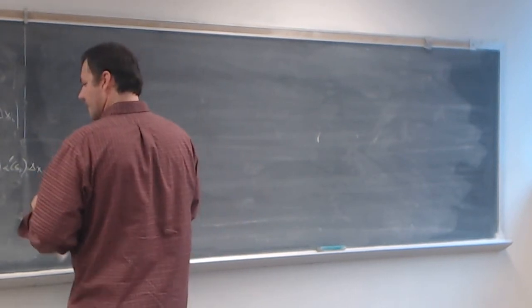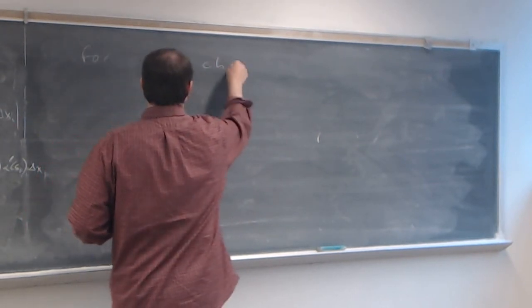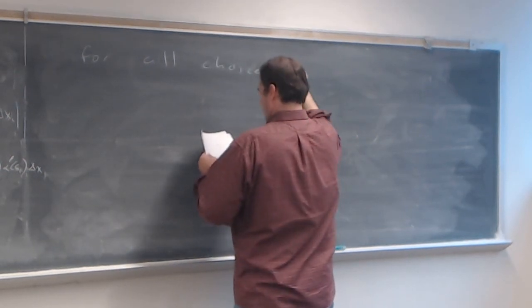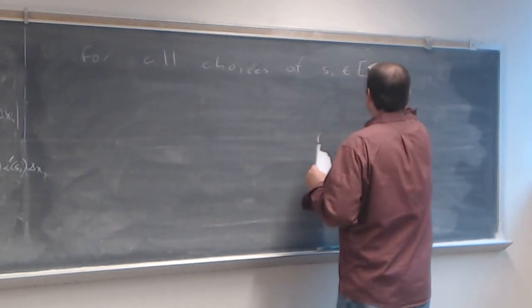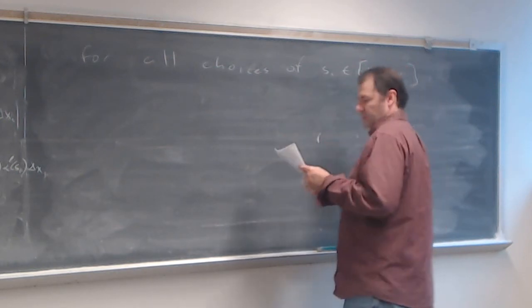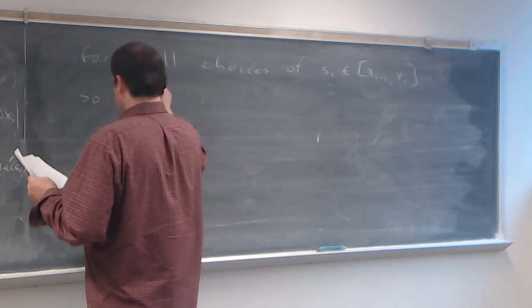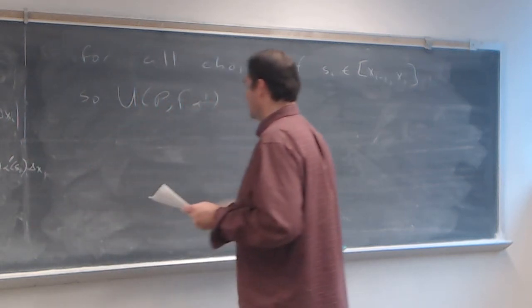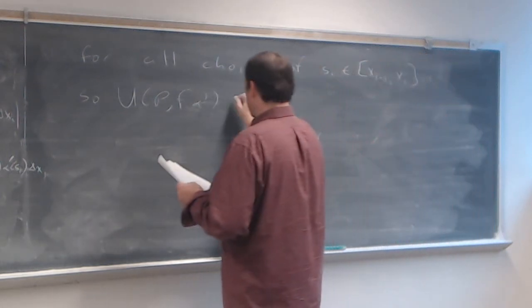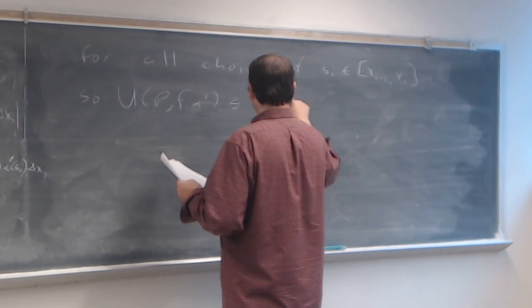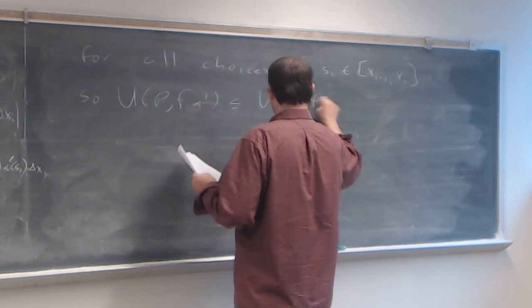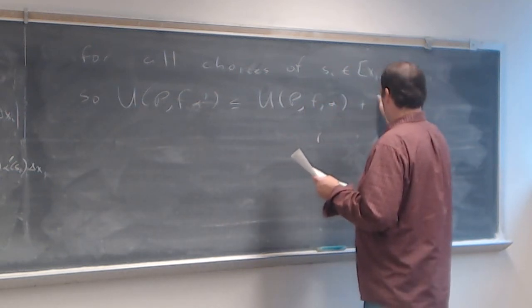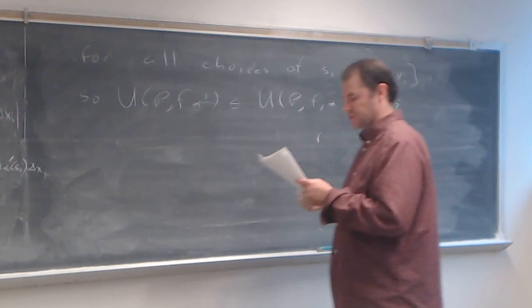Okay. And that's true for all choices of s sub i in the subinterval x sub i minus 1 up to x sub i. So that says that the upper sum of P, f, alpha prime, that's the Riemann upper sum, not the Riemann-Stieltjes, is going to be less than or equal to the upper sum, this is the Riemann-Stieltjes upper sum, with the partition, f and alpha, plus m times epsilon, I should say.